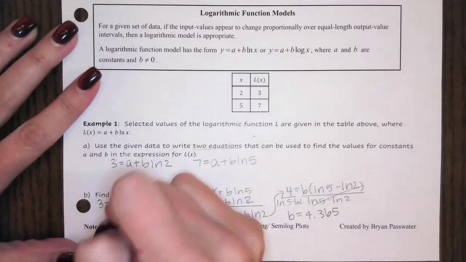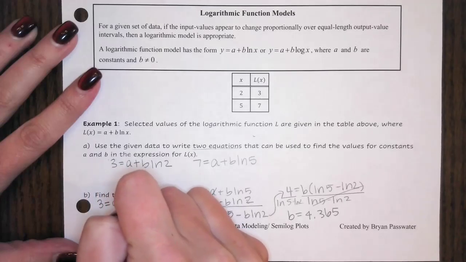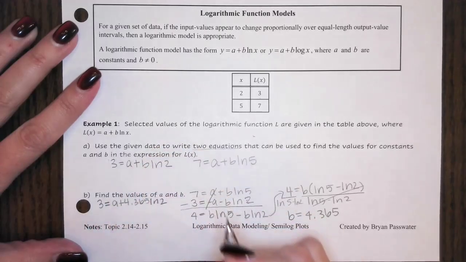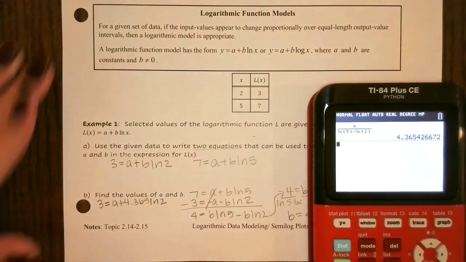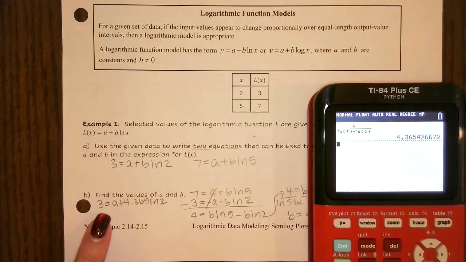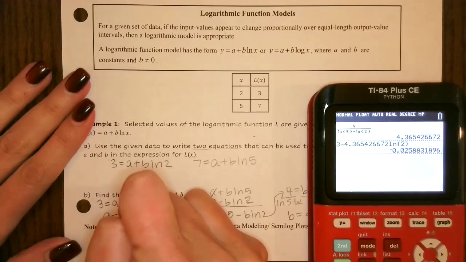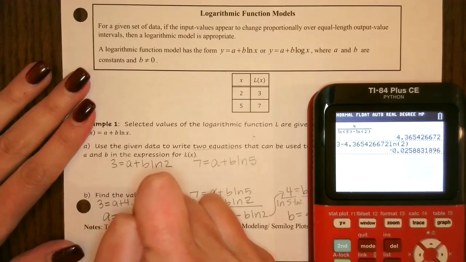So I get 3 is equal to A plus 4.365 times the natural log of 2. And so I would subtract this to get it to the other side. Let me go ahead and show you my calculator. I don't round until the very end. That's what you should do. So 3 minus, I can go ahead and copy and paste this entire thing. So I highlight it and hit enter to make sure I'm taking the whole thing and then the natural log of 2. That way you keep that value until the very end and then you round. And so our A value would be negative 0.026.